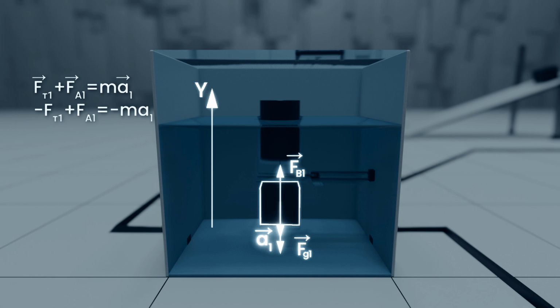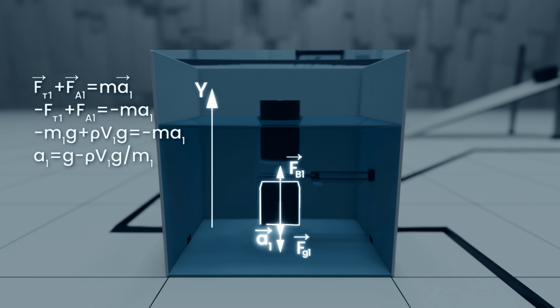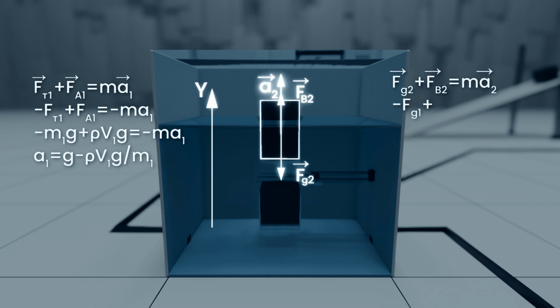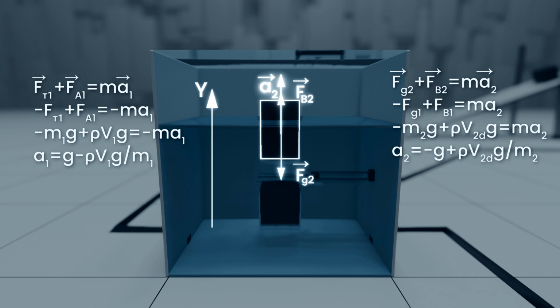If we know the initial height of the block, we can use kinematics to find how long it takes to reach the bottom. You can try calculating it yourself. Now let's look at the cylinder. Apply Newton's second law along the y-axis.